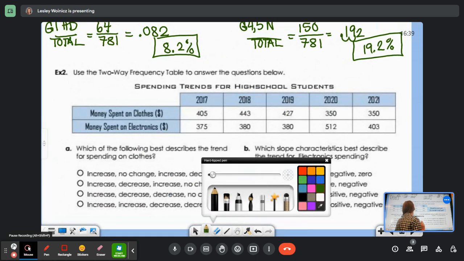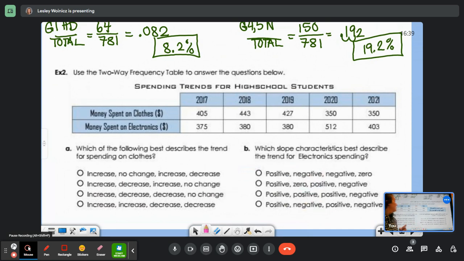All right, here's a different type of problem. This is asking us to find trends in spending. So here we have spending trends for high school students. In the first row, we have money spent on clothes. And the second row, we've got electronics and then the years. So looking at the change going from 405 to 443, I see that that is an increase. And then going from 443 to 427, that's a decrease. And then another decrease. And then no change. For no change, I'm just going to put 0.